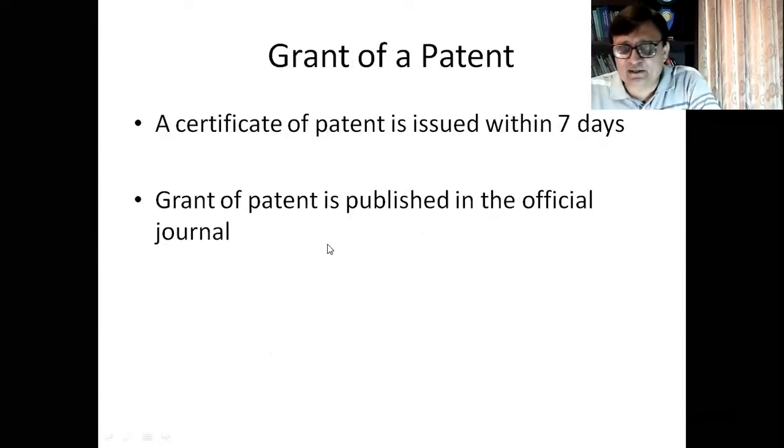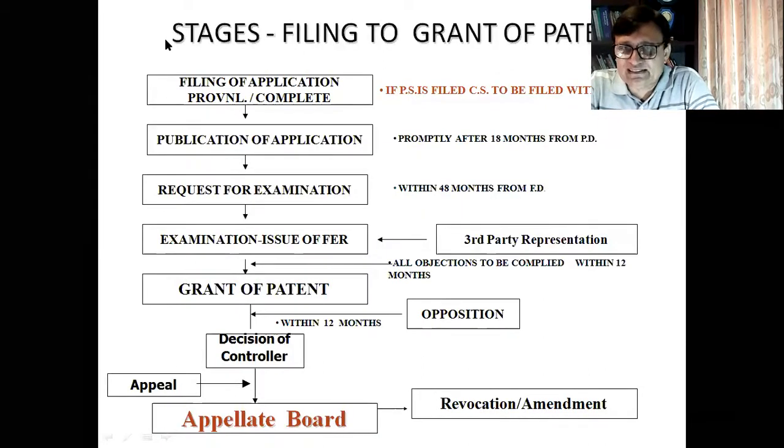A certificate of patent is issued within 7 days, and the grant of patent is published in the official journal of the Indian patent. So therefore, this process we follow. These are the stages from filing to grant: the filing of application, then publication of application, then request for examination, then examination and issue of FER, which means first examination report. If they are satisfied, then grant of patent is there.